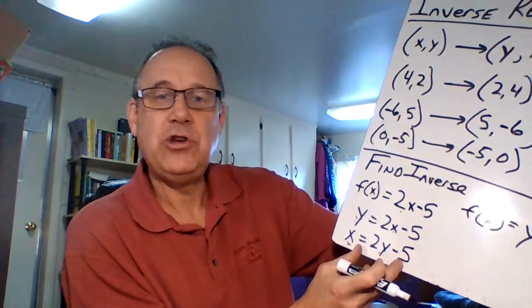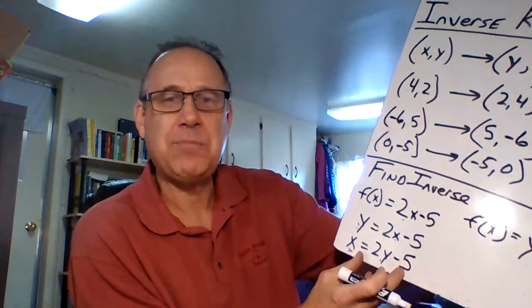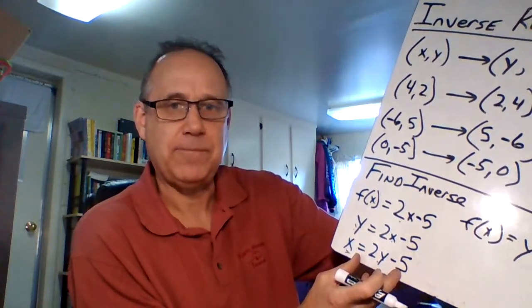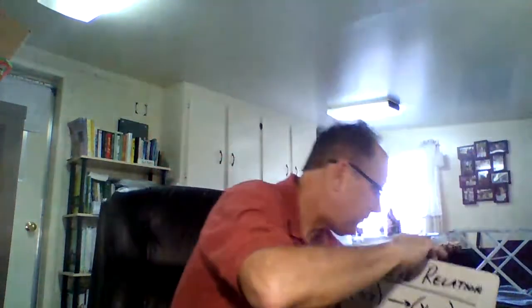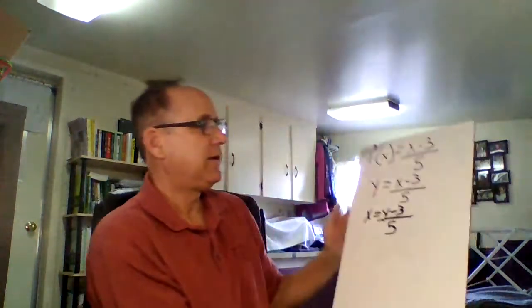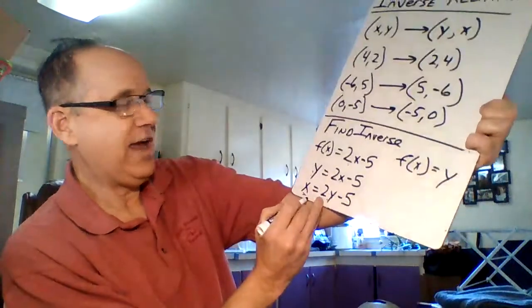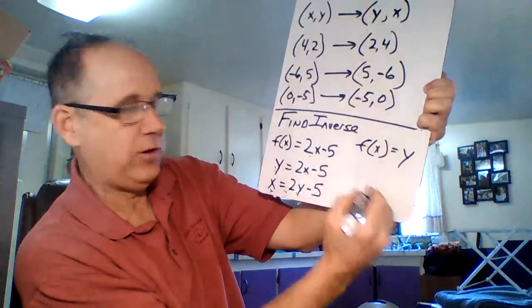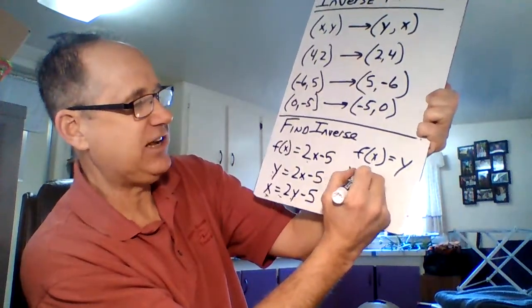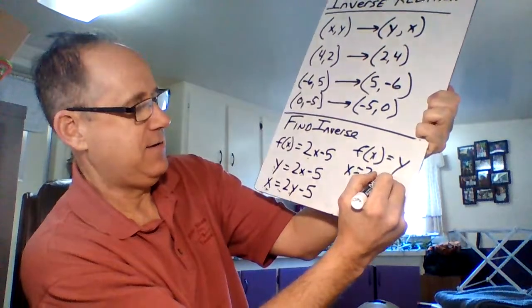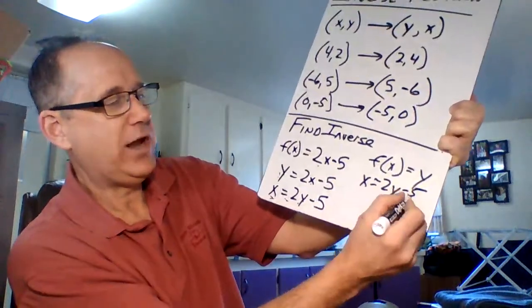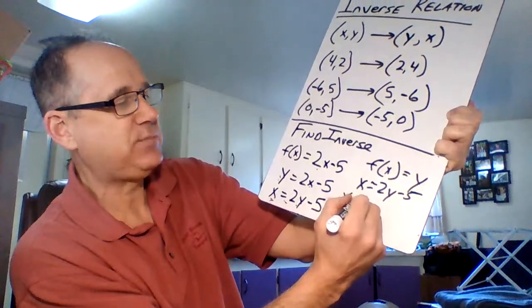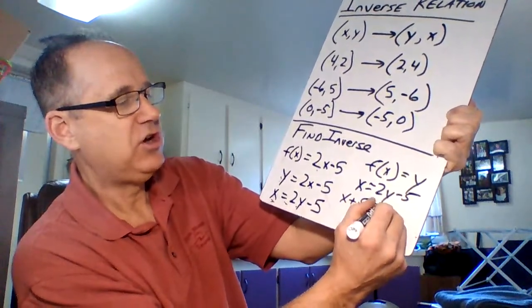Now, what we want to do to graph it is we want to always put it back into slope-intercept form. Okay? So, as we look here, okay, when we have here, now we want to put this back in slope-intercept form. So we have x equals 2y minus 5. We add 5 to both sides. X plus 5 equals 2y.